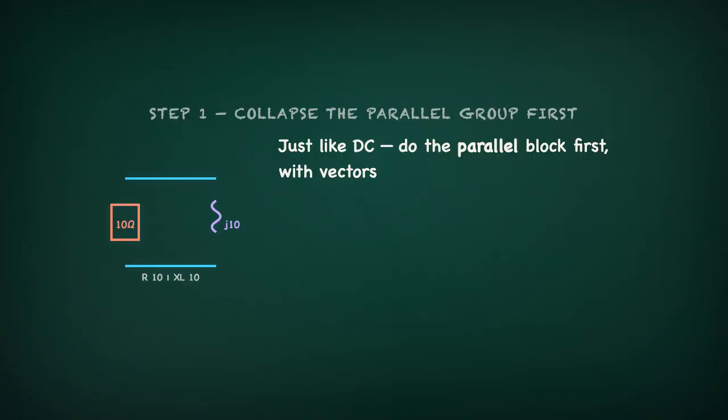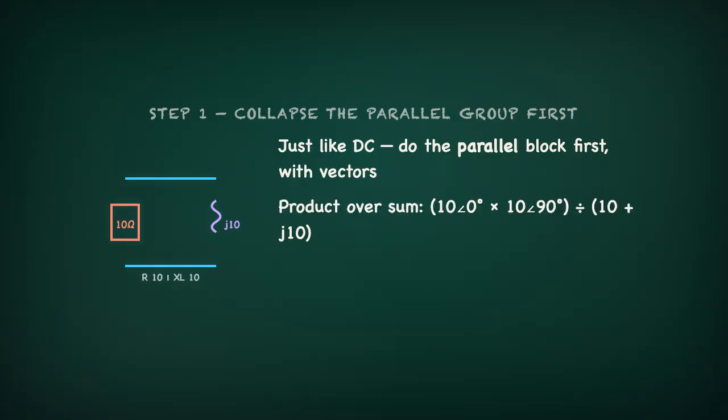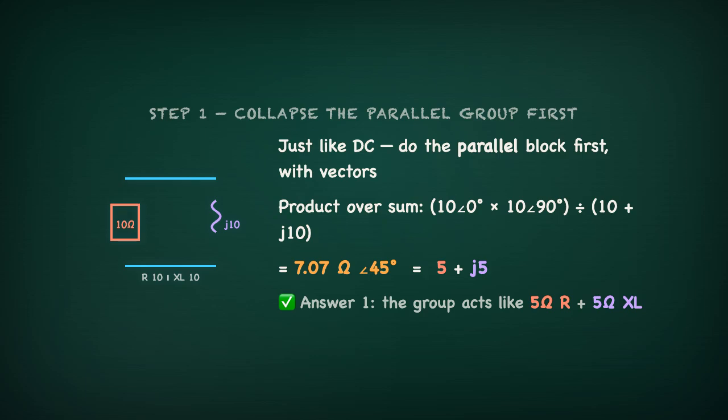We start exactly where DC taught us. Collapse the parallel block first. It's 10 ohms of resistance in parallel with 10 ohms of inductive reactance. Same product over sum as DC, but with vectors. 10 at 0 times 10 at 90 divided by 10 plus j10. That comes out to 7.07 ohms at 45 degrees, or 5 plus j5. So answer 1. The group behaves like a 5 ohm resistor in series with 5 ohms of inductive reactance.